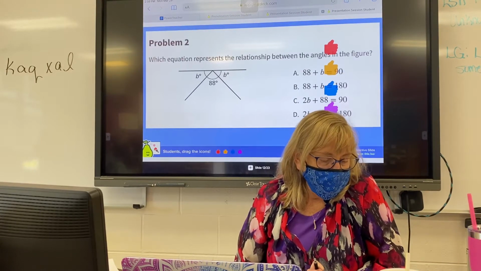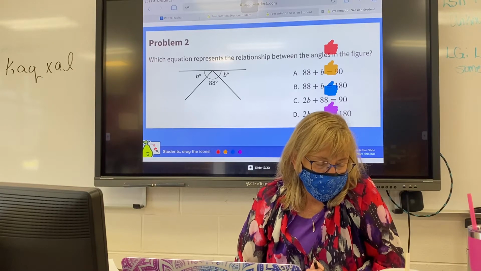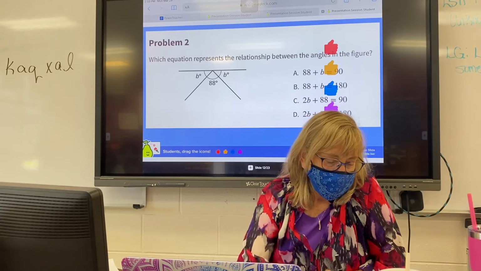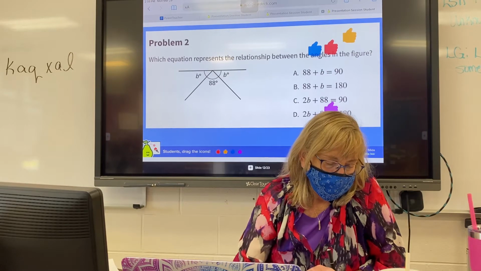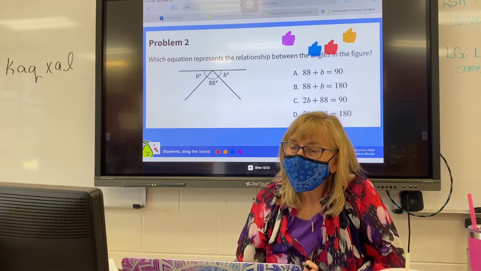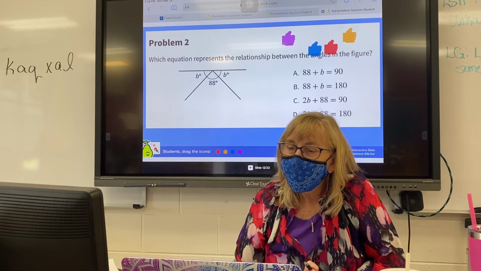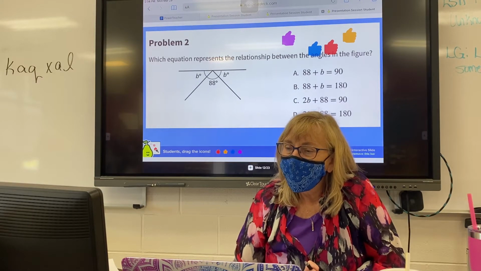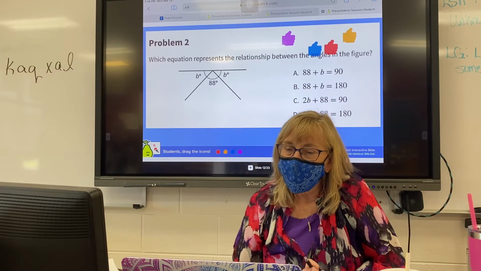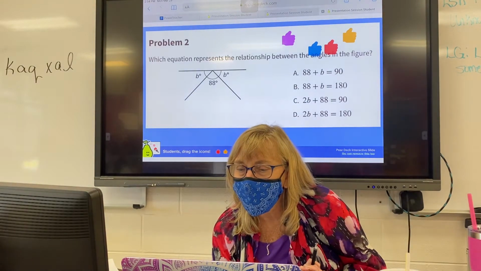Which equation represents the relationship between the angles and the figure? Go. Move them way out of the way if you don't want to use them, so I don't accidentally think that you picked a letter that you didn't.